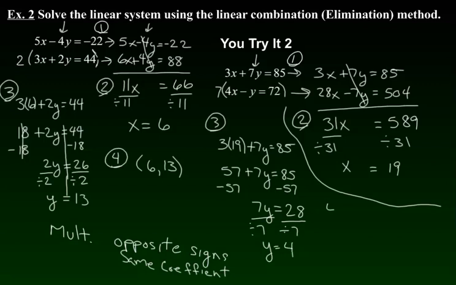In the last step, we have to write it as an ordered pair. (19, 4). And so this example is an example where we had to multiply one of the equations by a number so that we can add them and cancel. And with that, your second example is done.